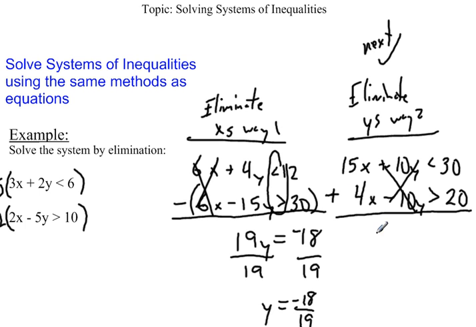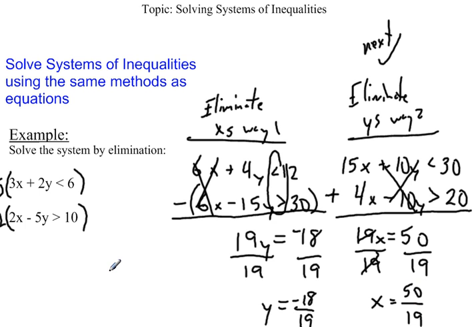So 15x plus 4x is 19. Over here, 30 plus 20, that's 50. I'm just going to convert that to equals. I'm not going to worry about the signs. Again, you don't want to go there. When you cross these out, you get x equals 50 over 19.